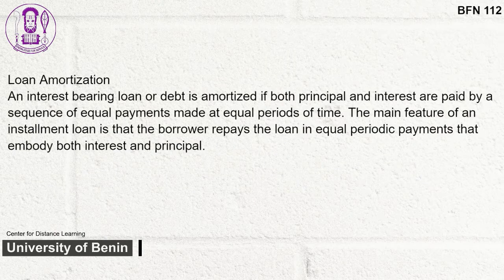Loan amortization. An interest-bearing loan or debt is amortized if both principal and interest are paid by a sequence of equal payments made at equal periods of time. The main feature of an installment loan is that the borrower repays the loan in equal periodic payments that embody both interest and principal.